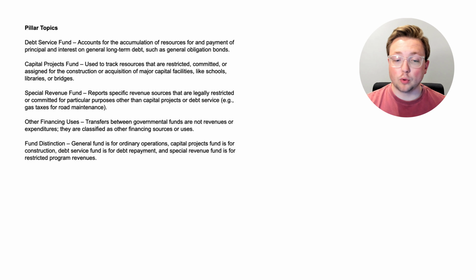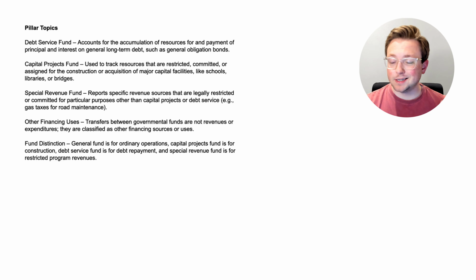Special revenue fund reports specific revenue sources that are legally restricted or committed for particular purposes other than capital projects or debt service. So things like gas taxes for road maintenance. Now let's talk about other financing uses. Transfers between governmental funds are not revenues or expenditures. They are classified as other financing sources or uses.